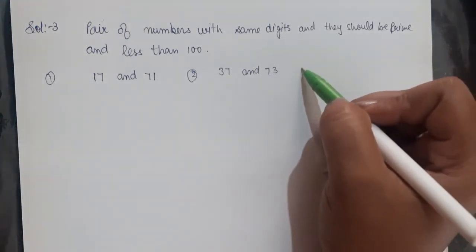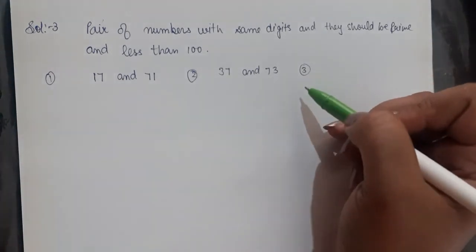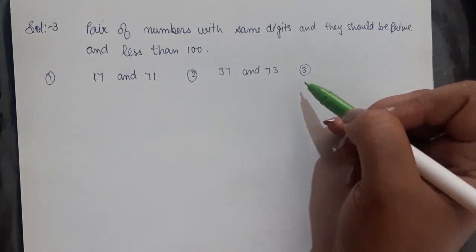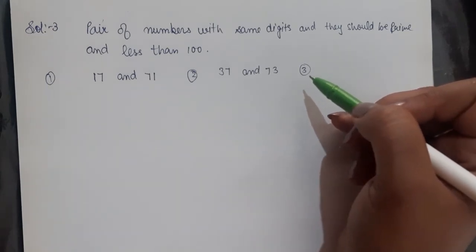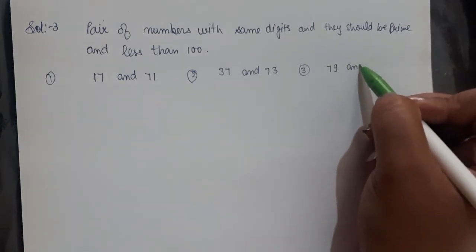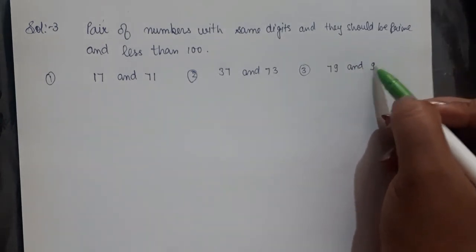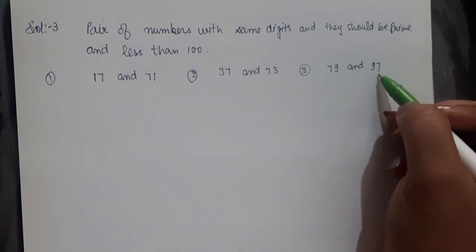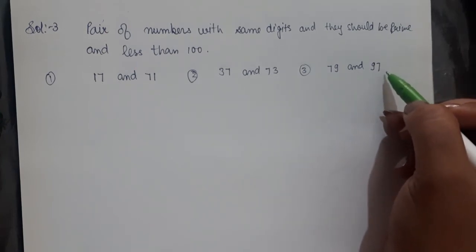Next, another pair. If we can take up to 100, what else can we take? 79, we can take 79, and what will be the reverse? 97, and it is less than 100.